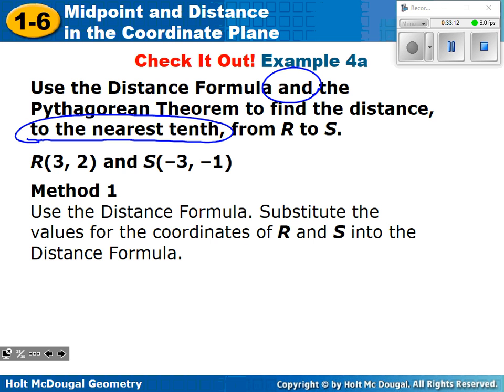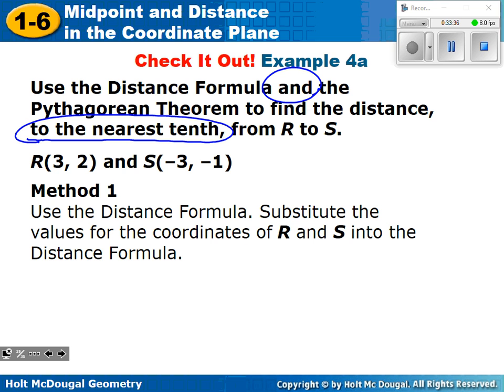So follow your directions. What would this be if we left it in simplest radical form? Very good. 9 times 5, it's 45, right? And the square root of 9 is 3. So it would be 3 square roots of 5. Any questions? Okay, let's do Pythagorean theorem.